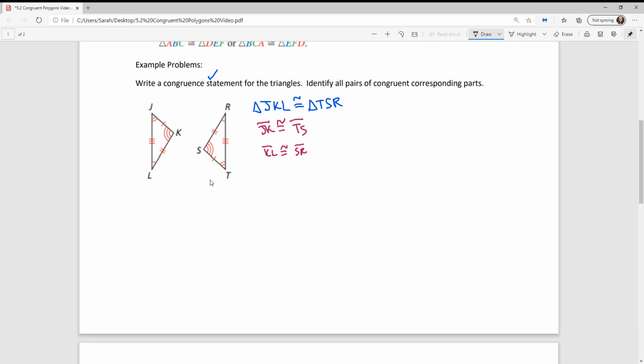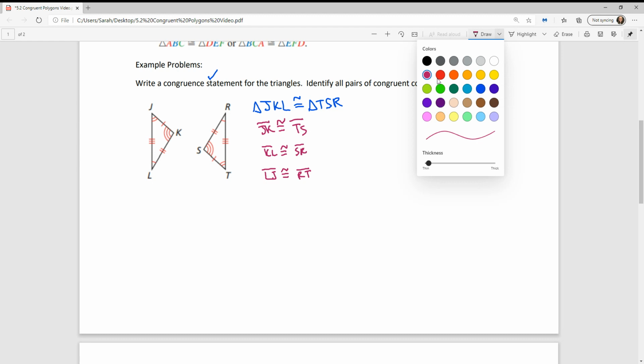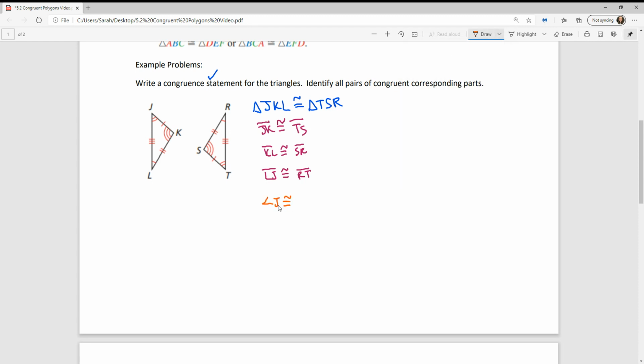And then my last side, LJ, is congruent to, here I went from 1 to 2, so let's do the same thing here. 1 to 2 is RT. So that takes care of my sides. I also need to do all of my angles. You can name your angles one of two ways. You can either do angle J, angle K, angle L, or you can do the 3-letter names, LJK, JKL, KLJ. Since I'm able to label these with just one letter, I'm going to do the one letter because it's faster. So angle J is congruent to, what's the one that matches up with this? It's angle T.